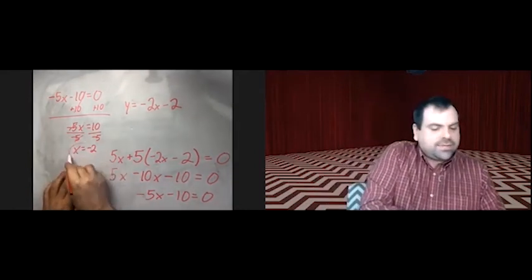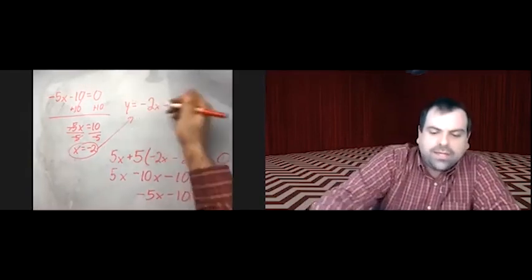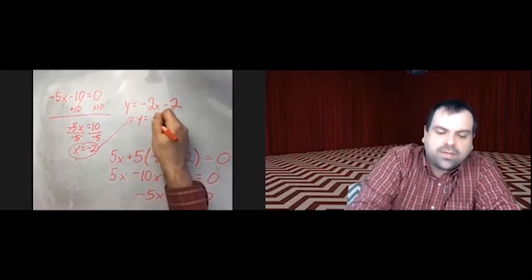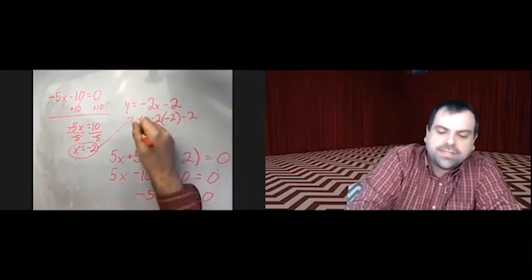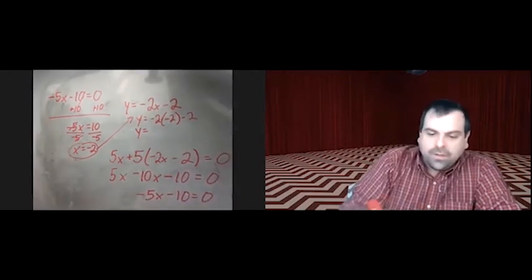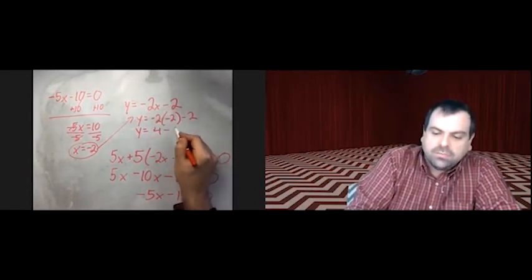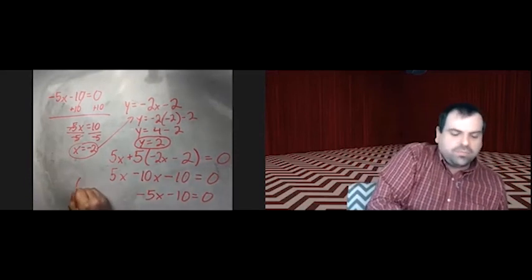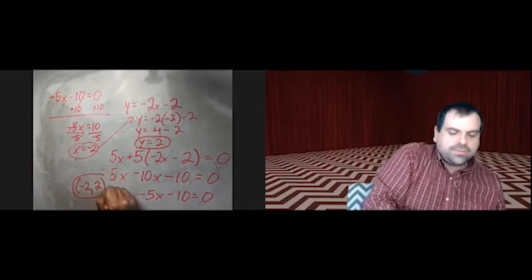We have to take our x equals negative 2 and solve for y. Y equals negative 2x minus 2. That means y equals negative 2 times negative 2 minus 2. Y equals negative 2 times negative 2 is positive 4 minus 2. Y equals 2. So our answer is going to be the ordered pair where x is negative 2 and y is 2.